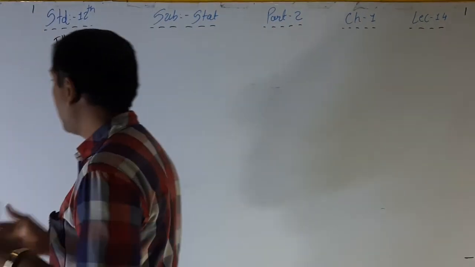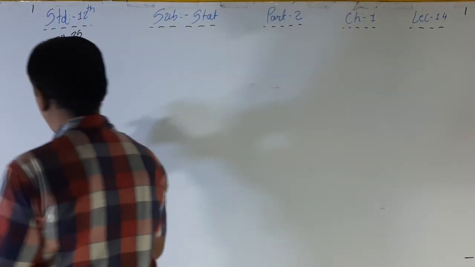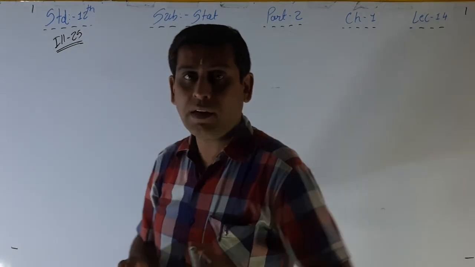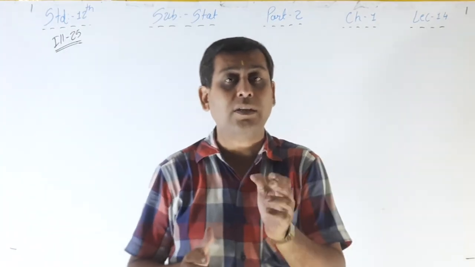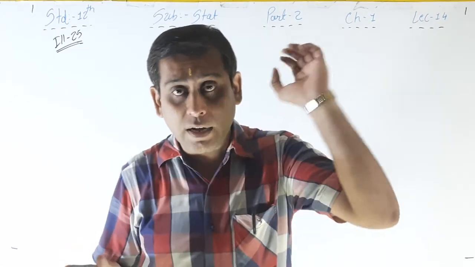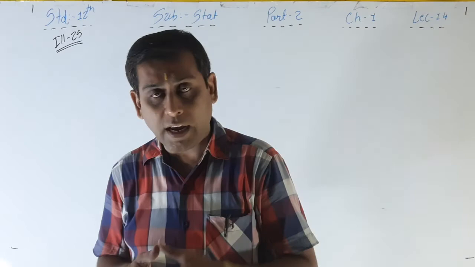See now, illustration number 25. It is very easy, but the main thing is not given in the question. You have to remember that thing, which comes in the definition of mutually exclusive events. What is that? See, I am reading that first.